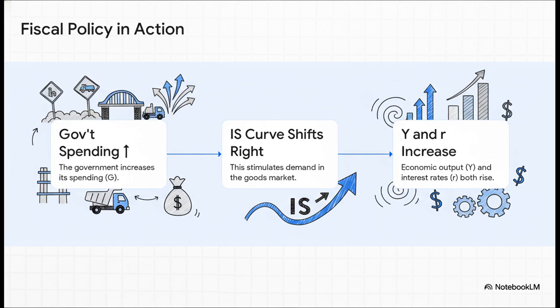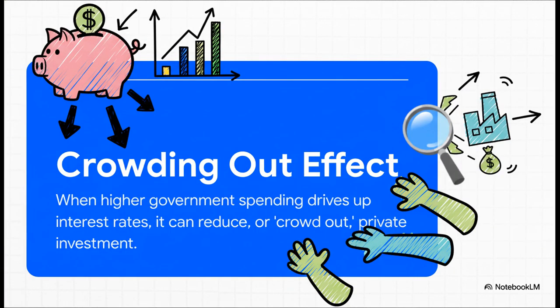Say the government decides to boost spending on new roads. That directly increases demand and income, right? So the IS curve shifts to the right. The economy grows, but it also nudges interest rates up a little. But there's a catch. That big government spending spree also drives up the demand for money, which, as we saw, raises interest rates. For a private company, that means it's now more expensive to borrow for their own projects. This is what we call the crowding out effect. The government spending can actually end up squeezing out private investment.